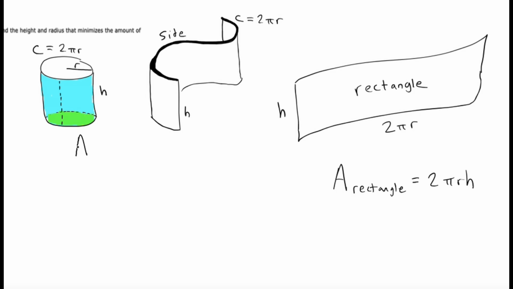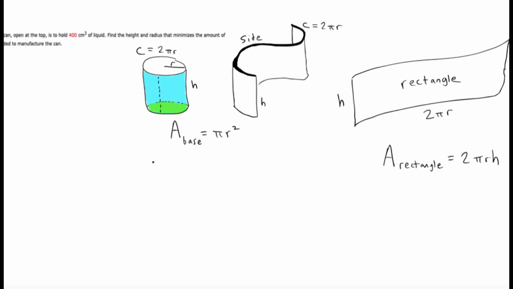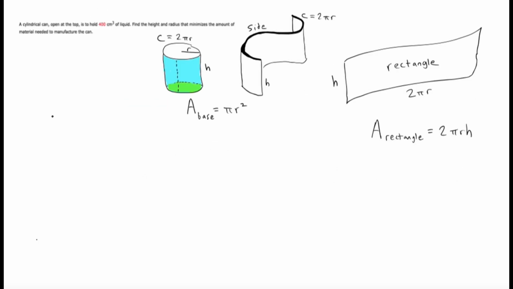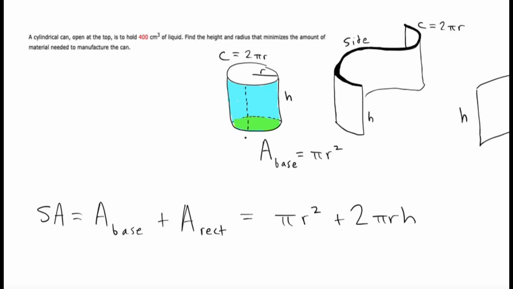We also know the area of the base. That's just the area of a circle, pi r squared. Together they make a total surface area of adding the area of the base plus the area of the side. So that's going to be pi r squared plus 2 pi r h. This is the thing that they want us to minimize. Minimize the material needed to manufacture the can. That's this. As we can see, though, it is a function of two variables right now.